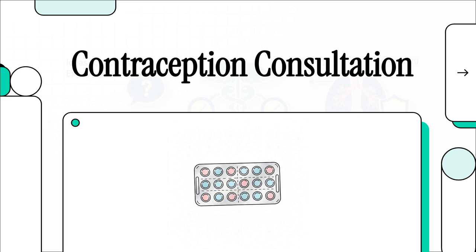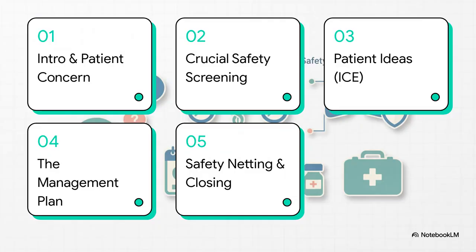So today, we're going to tackle a really common GP scenario, one you're almost guaranteed to see: a patient needing a repeat of her combined pill and also wanting to know how to delay her period. We're going to give you a really solid, repeatable structure to help you absolutely ace this station. We're going to walk through the 5 key stages of this consultation.